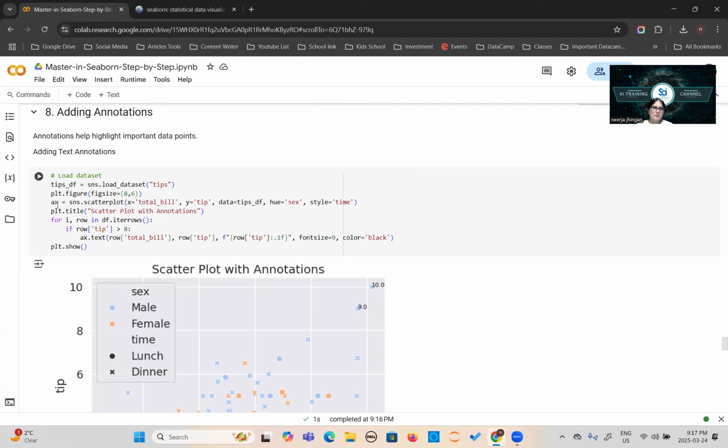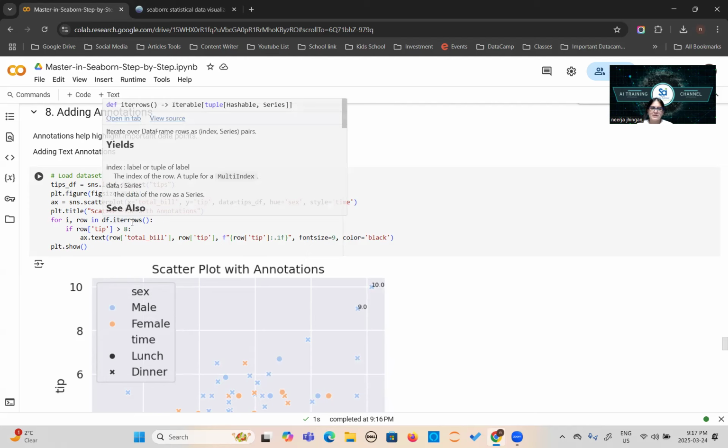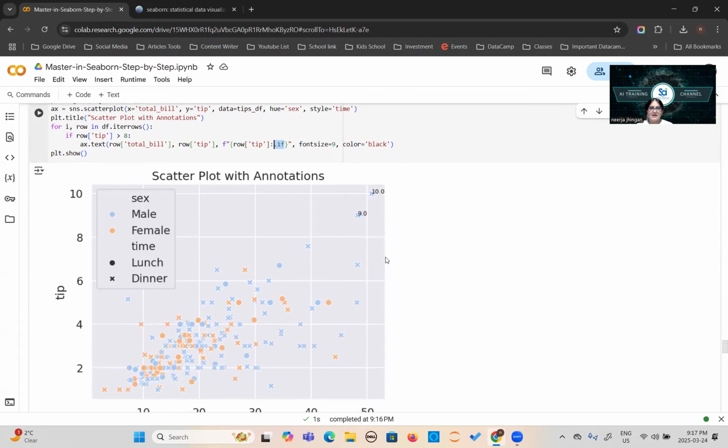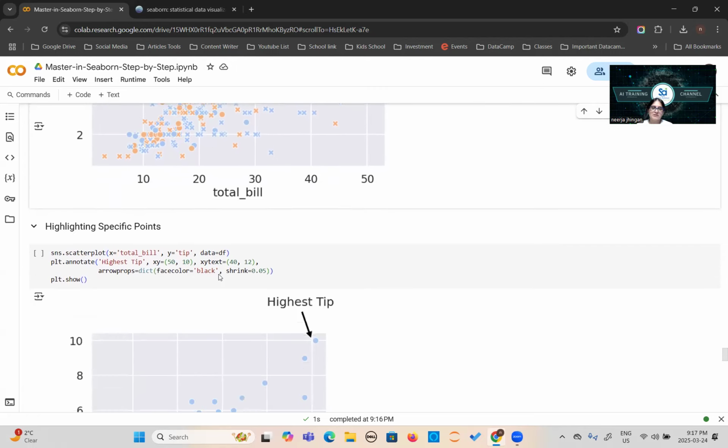Okay. So how would you do that? Simply you plot the scatter plot. You use a for loop, iterating over the rows. If the tip is greater than $8, it just adds the row total bill, row tip, and we are using the format function from Python. It should show only up to 2 decimals. After the decimal, it should only show 2 digits. Font size is none, color is black. And it is showing you here the tooltip, or you can say annotation. Okay, because it is not on hover, this is directly on your screen. Okay, so this is the biggest advantage of Seaborn.